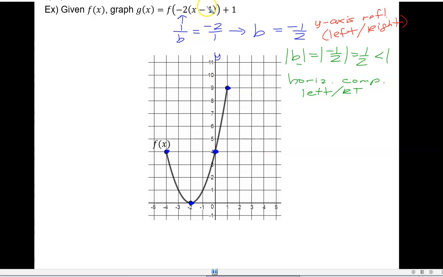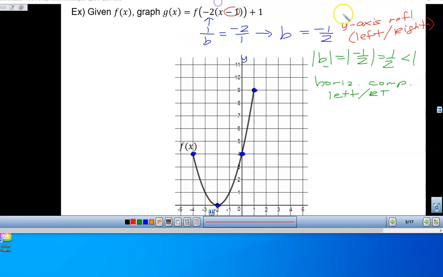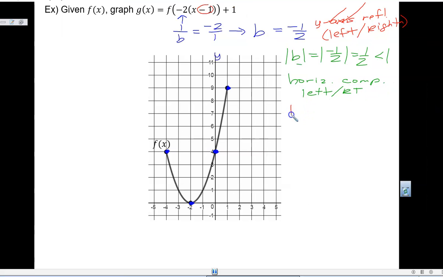Then we have this parameter here. That's going to be our h if we take the opposite of it. So our h would be positive 1. So we're going to go to the right, that 1 unit. And then here, what we find out at the end outside of the parentheses is our k. So k is also 1, and that'll take us up 1 unit.